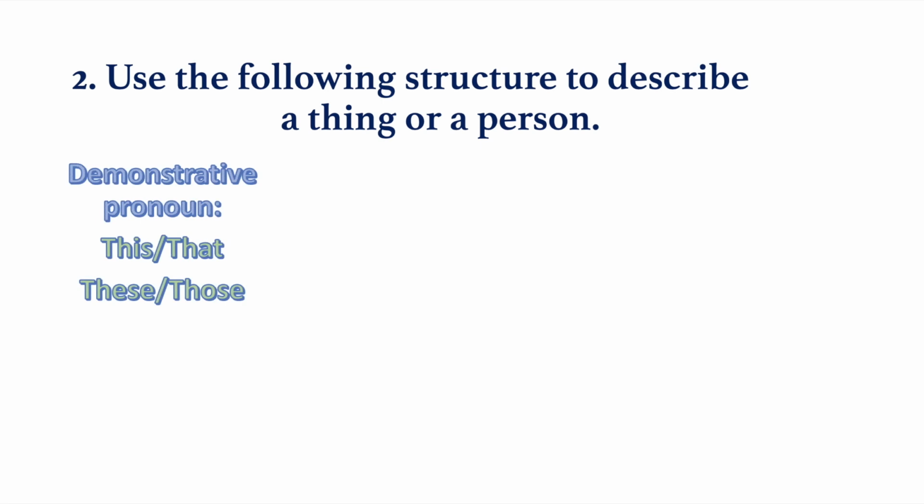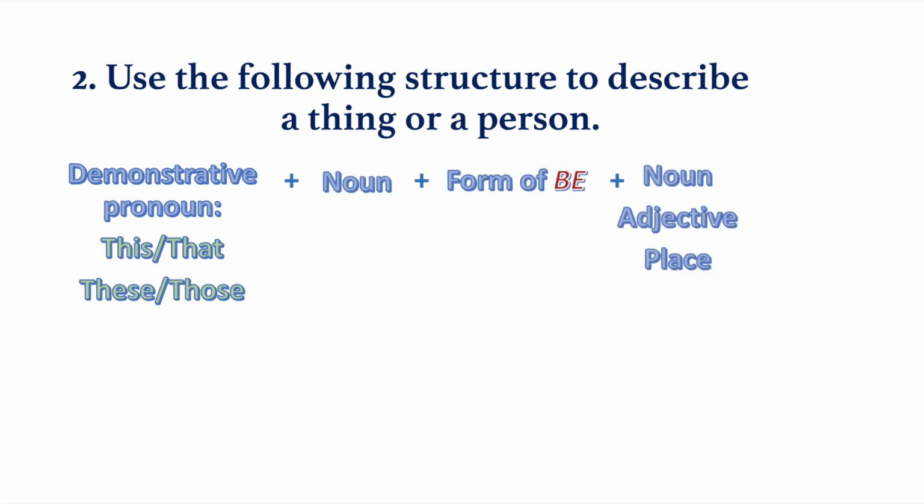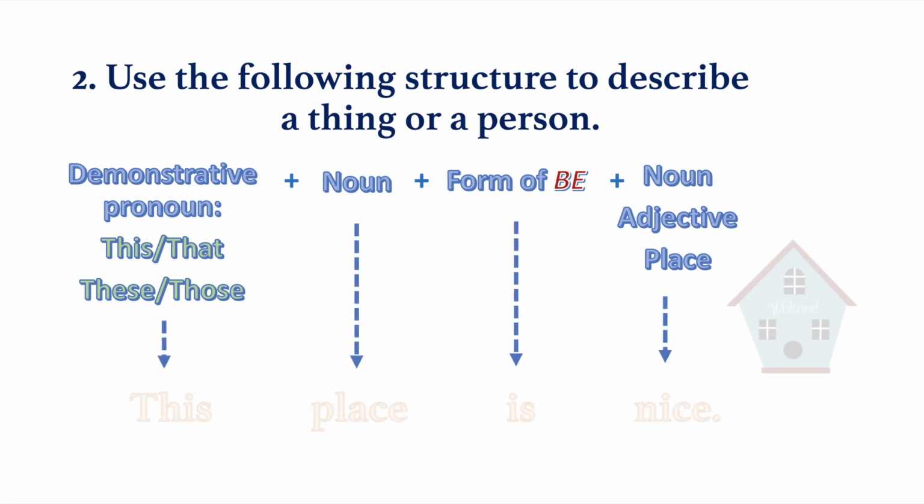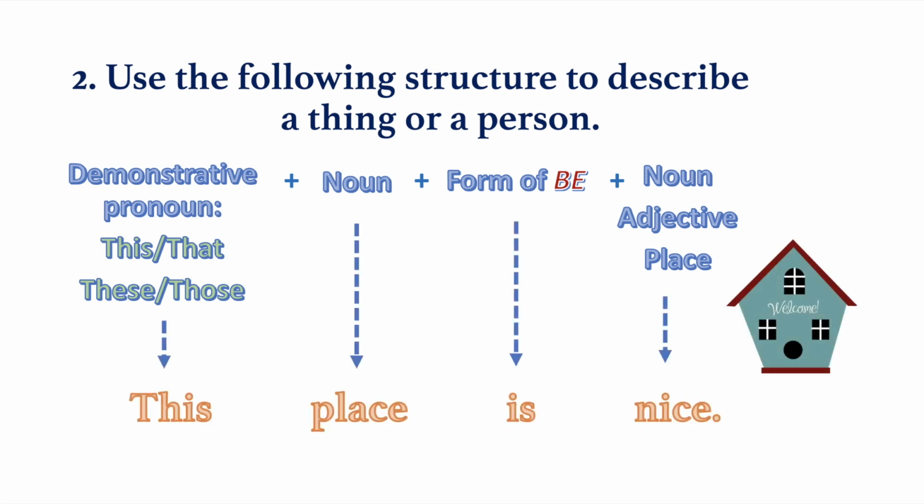Use the following structure to describe a thing or a person. Demonstrative pronoun this, that, these or those plus noun plus be plus noun, adjective or place. For example, this place is nice. Let's watch and listen to some examples.